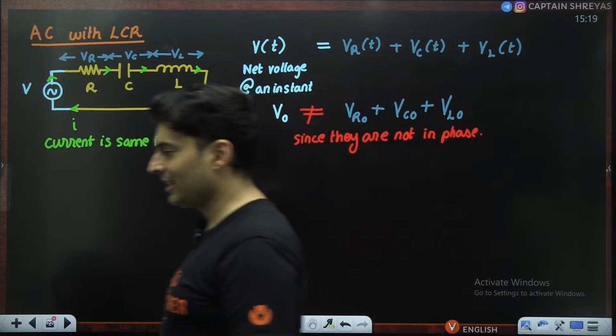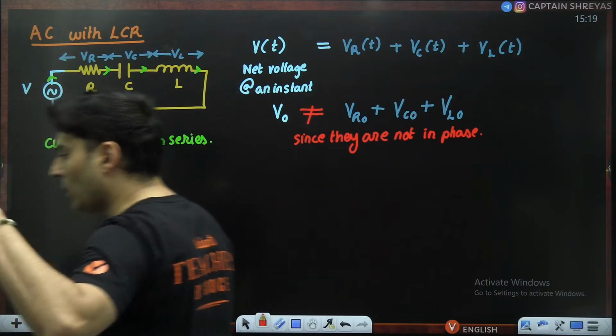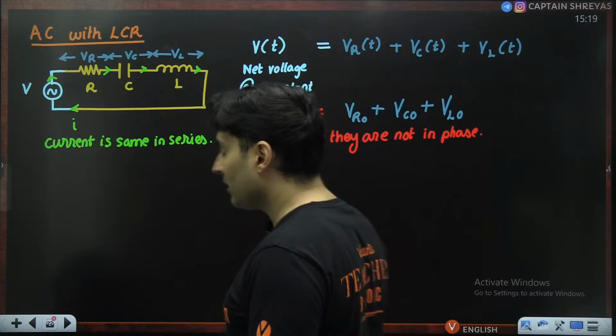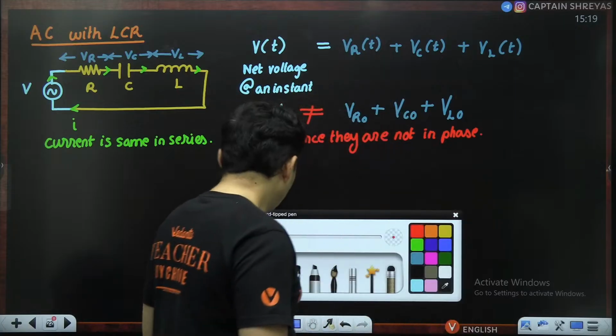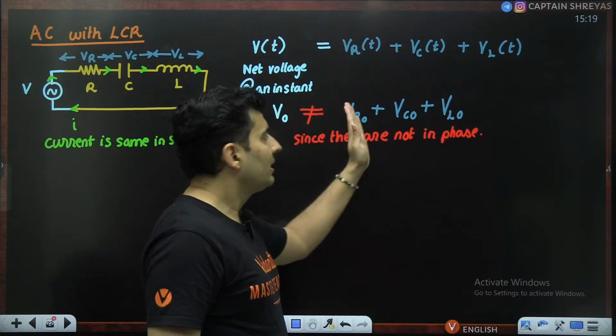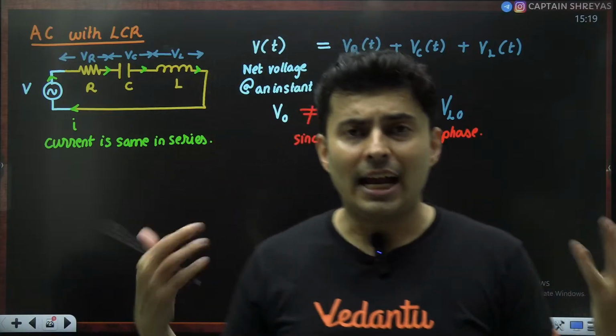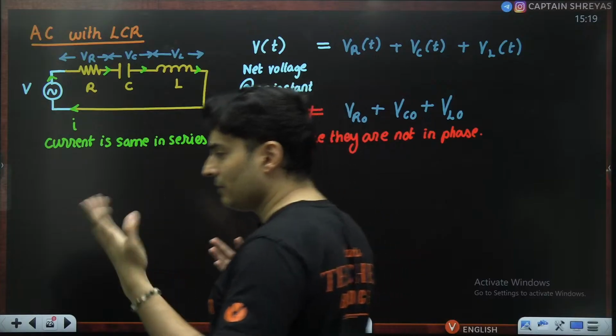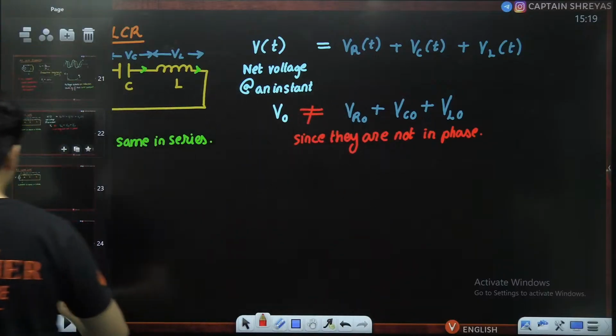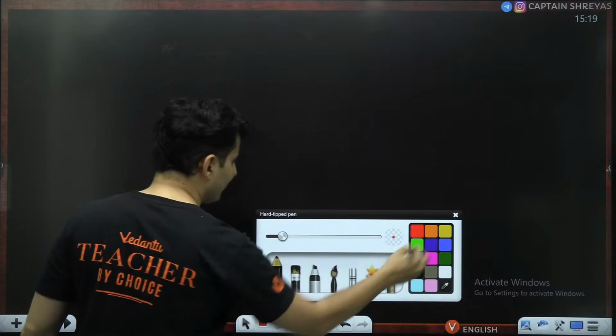I can't do that. So the only option left with me is, whenever you have such things which are not in phase, a wave added to another wave, added to another wave, what do you generally do? You have learned this in superposition of waves as well.